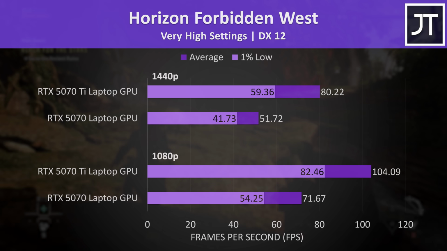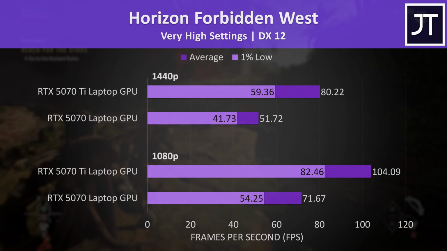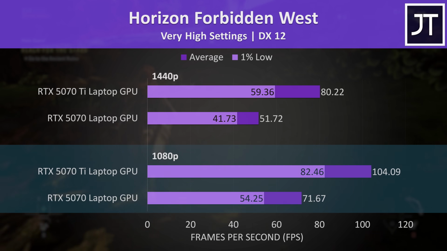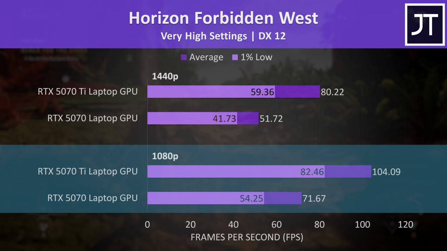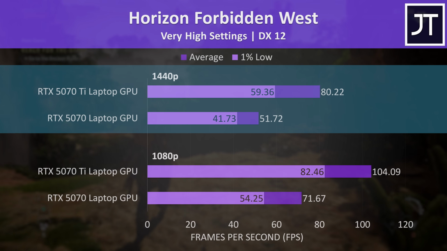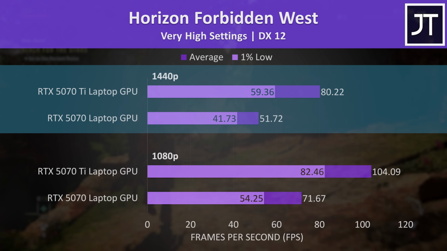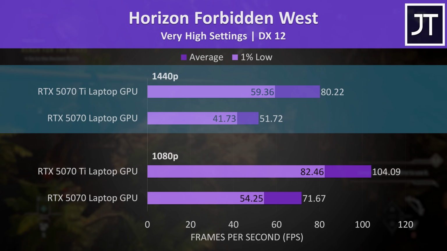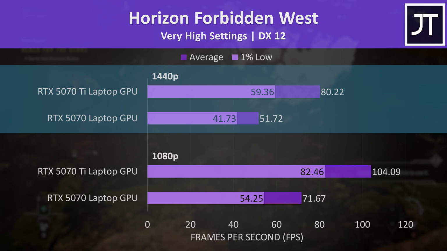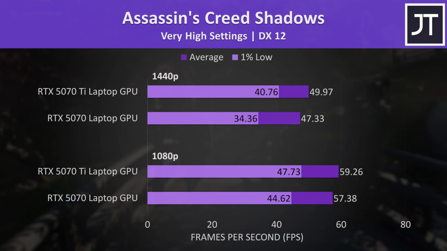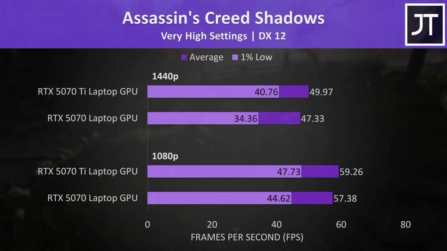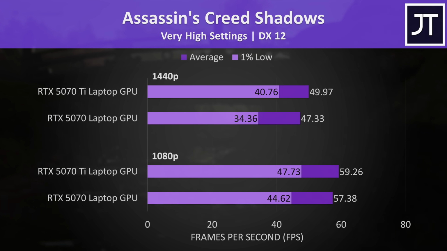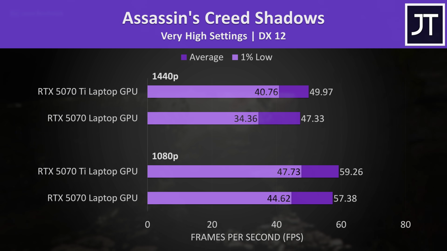Horizon Forbidden West is another game that easily eats up the 5070's 8 gigs of VRAM, which is why the 5070 Ti was reaching a 45% higher average frame rate at 1080p and 55% higher at 1440p, the second biggest difference out of all 25 games tested. To be fair, the 5070's FPS isn't terrible here, but it would have been much better if it had more VRAM. But then some games like Assassin's Creed Shadows, on the other hand, saw almost no difference between the two GPUs. The 5070 Ti is ahead, but the gap is nowhere near as big as those other VRAM-constrained games.